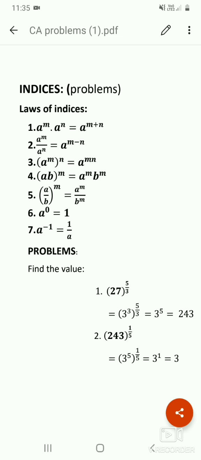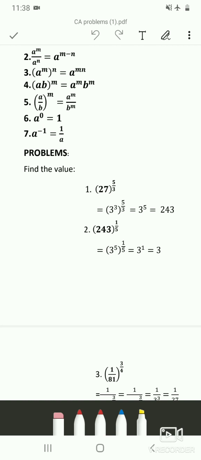The sixth law is a raised to 0 is always equal to 1. The seventh law is the negative index, that is a raised to minus 1 is written as 1 upon a. So these are the laws of indices, and using this we'll be solving the problems. So now let's start with the problems. I want you guys to be perfect with the cubes and squares of numbers from 1 to 20.